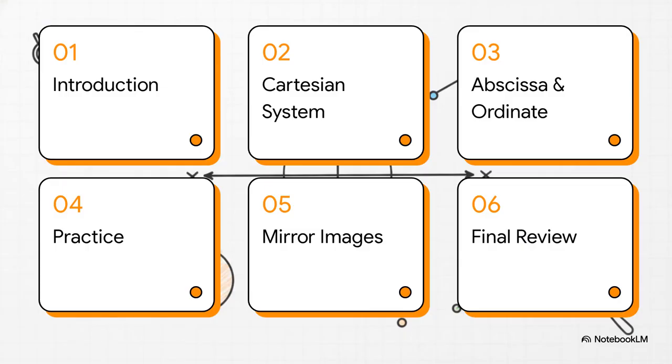Here is our roadmap for today. We'll start with an introduction, move through the Cartesian system, define abscissa and ordinate, tackle some point location practice, explore mirror images, and finish up with a final capstone checklist. Let's get right to it.